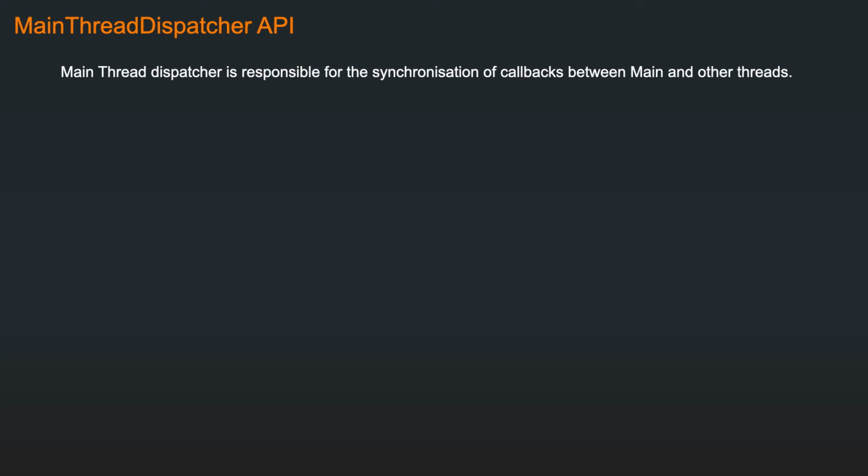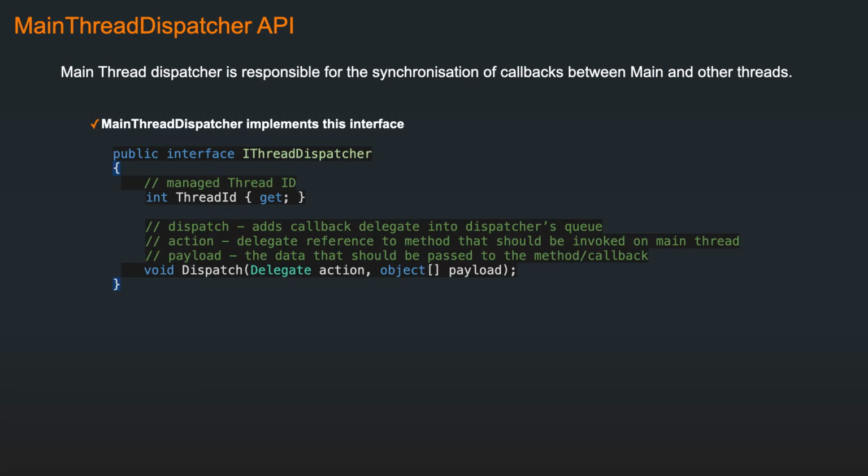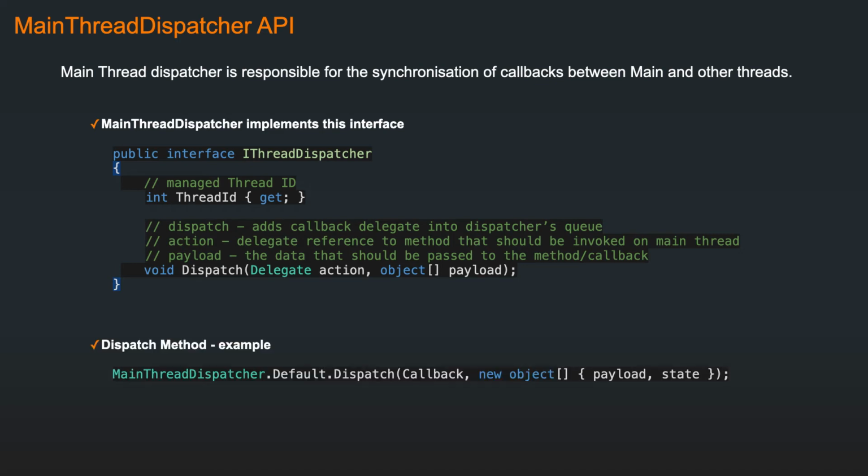Messenger uses MainThread Dispatcher for the synchronization between main game thread and other threads. MainThread Dispatcher implements interface iThread Dispatcher. Thread ID returns the ID of main thread. Dispatch method dispatches delegate that will be executed on the main thread. Dispatch method can be called via default instance of MainThread Dispatcher. It receives the instance of the delegate and the array of objects that will be used as parameters during the invocation of the delegate.